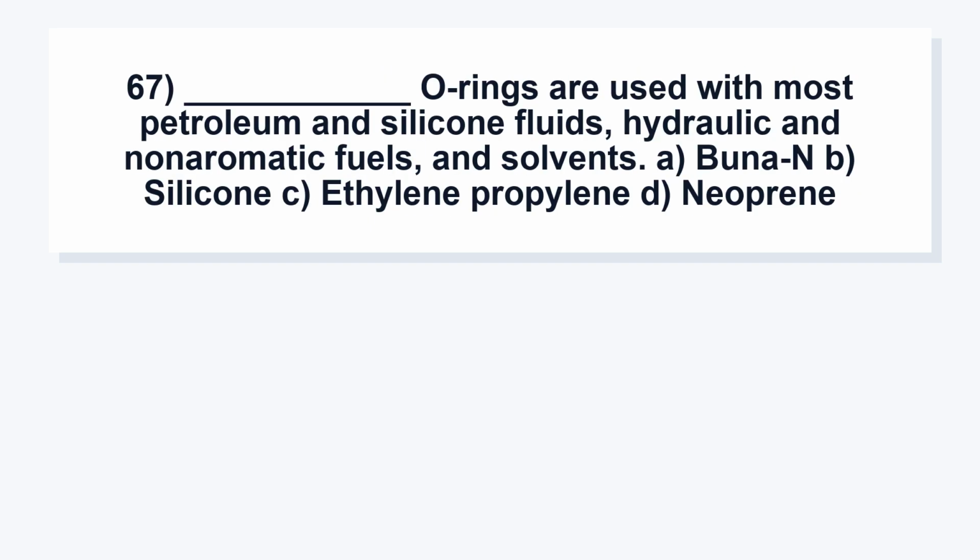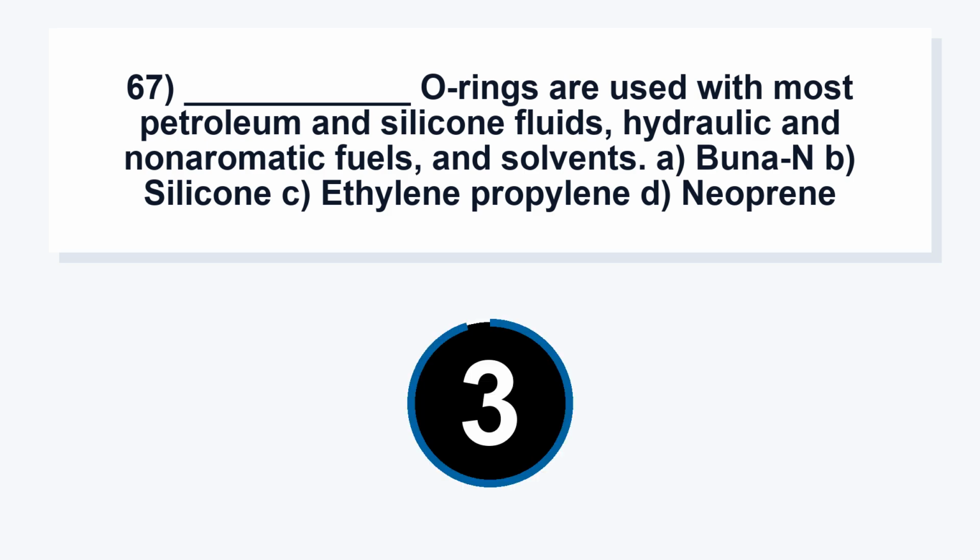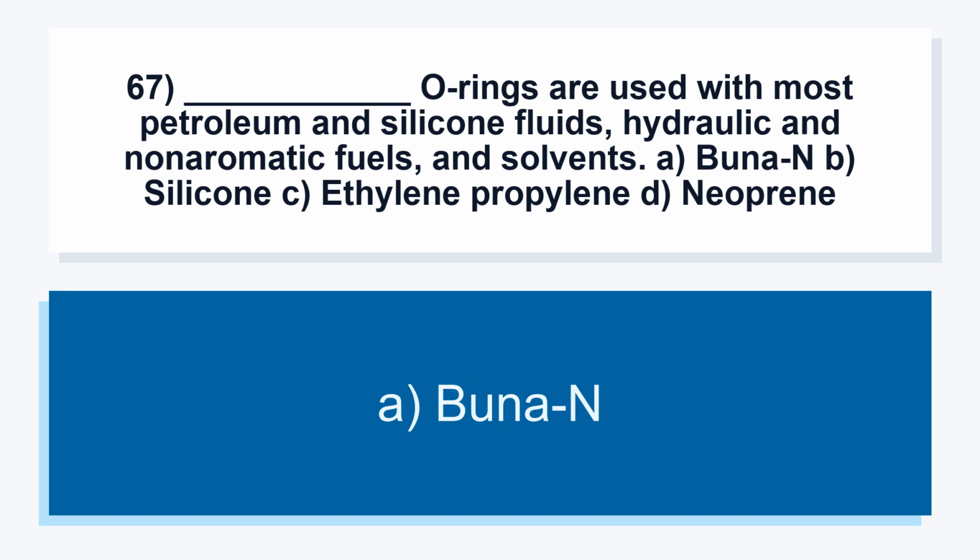67. ______ O-rings are used with most petroleum and silicone fluids, hydraulic and non-aromatic fuels, and solvents. A. Butane. B. Silicone. C. Ethylene propylene. D. Neoprene. A. Butane.